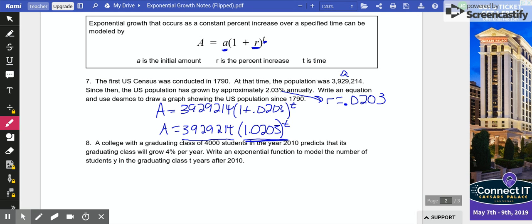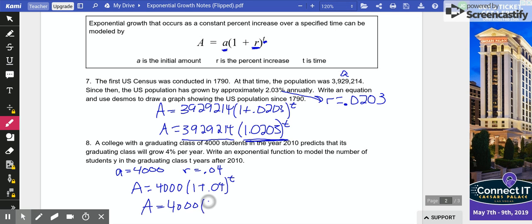All right, so we started out at 4,000, so that's our little a. And the rate that we're growing is 4%, so that's 0.04. So when we plug this into our equation, we get 4,000 times 1 plus 0.04 to the T power. And we can go ahead and add those things in the parentheses, so 1.04 to the T. That is your equation.